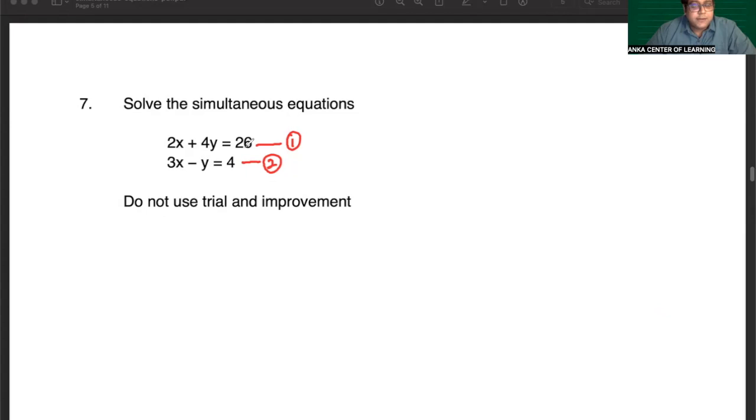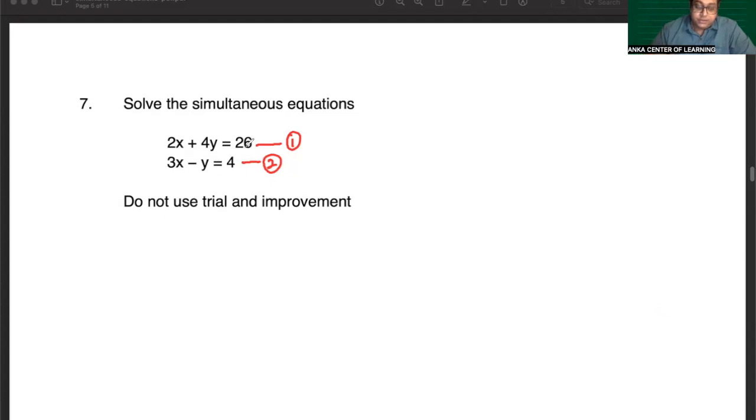So both equations, students, you need to understand that the coefficients are different. They are both of different coefficients. So in this case, you need to understand by now, in order to eliminate, we need to make sure that the coefficient of the variables would be the same.